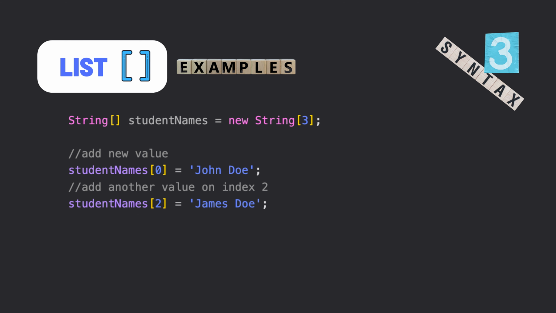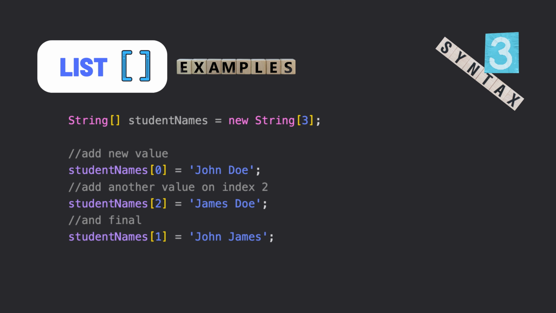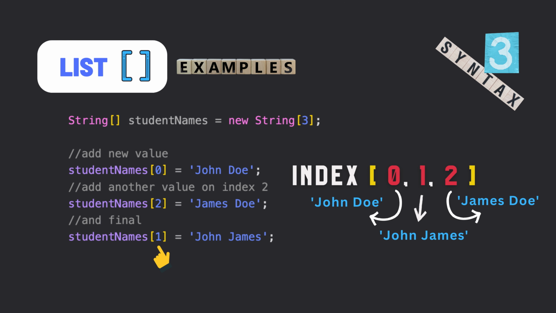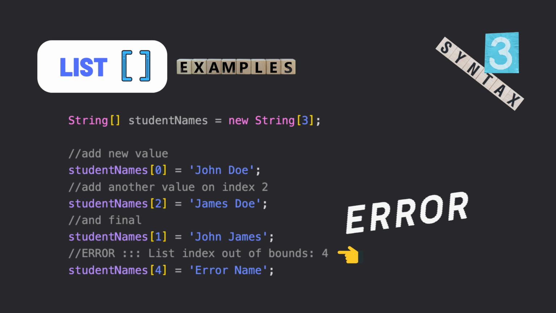Following that, we assign a new value to index 2, which leaves only index 1 empty. Finally, we populate a value for index 1. Now that all the indexes are filled, let's try to assign a value to an index that is out of our defined placeholder. We get a list index out of bound error.